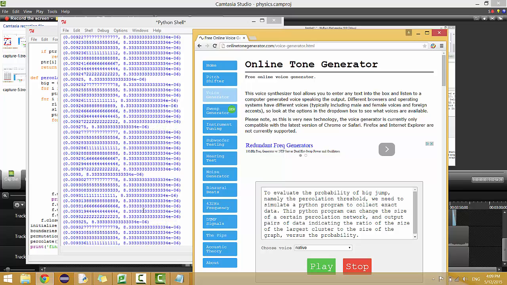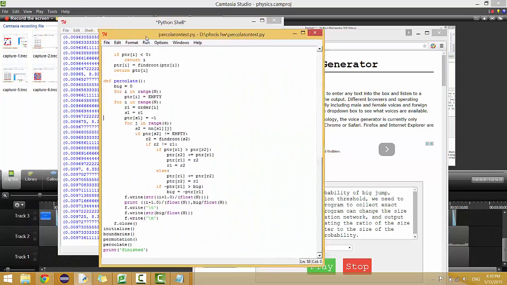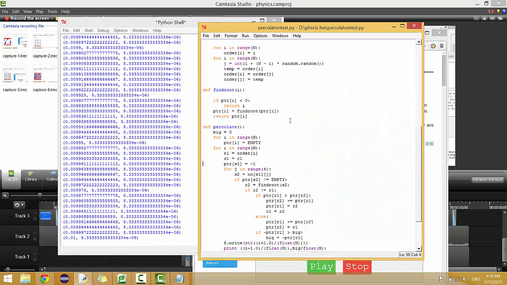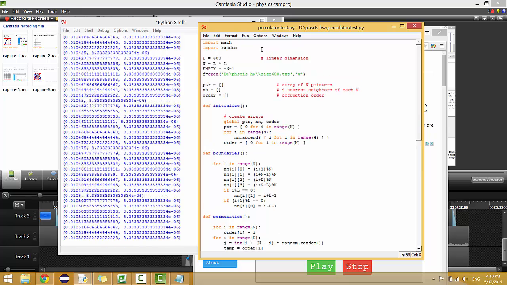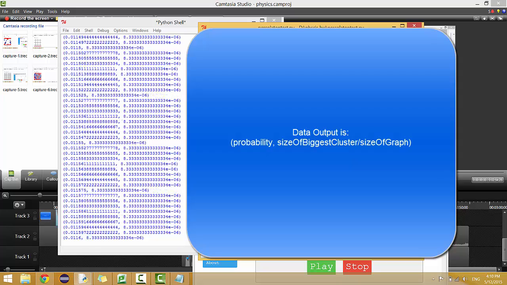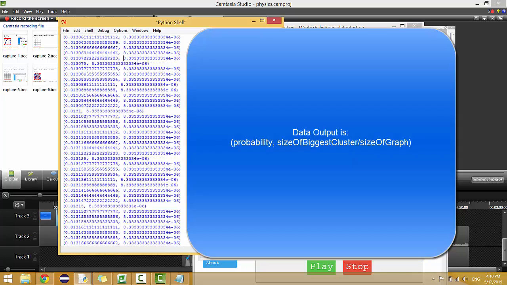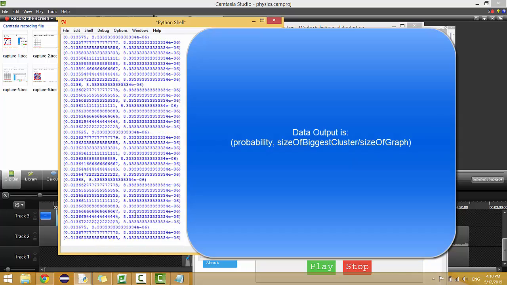To evaluate the probability of the big jump, namely the percolation threshold, we need to run a Python program to collect exact data. This Python program can change the size of a certain percolation network, and output pairs of data indicating the ratio of the size of the largest cluster to the size of the graph, versus the probability.